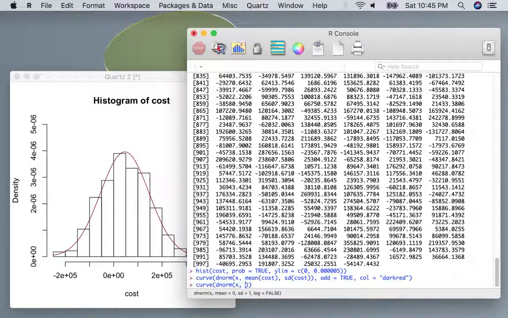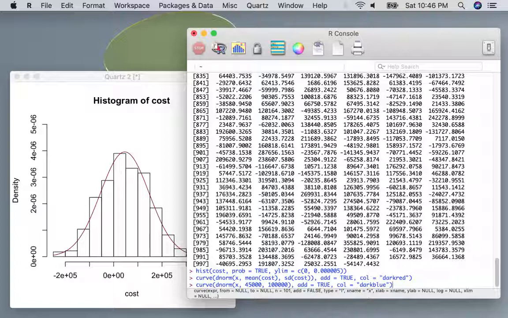And now let's do the same thing using the theoretical mean, 45,000, which we set it equal to, and the theoretical standard deviation, 100,000, that we set it equal to. Add equals true. Add that theoretical distribution to the empirical distribution, right? So put two bell curves on the same graph, one using the mean and the standard deviation from the distribution, and one using the mean and the standard deviation from those 1,000 draws that we pulled from the distribution. Let's make this one dark blue. It's going to be almost exactly the same.